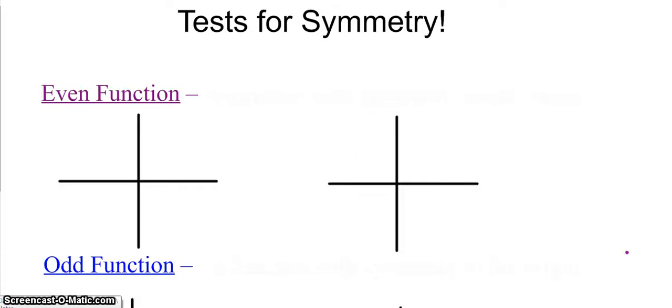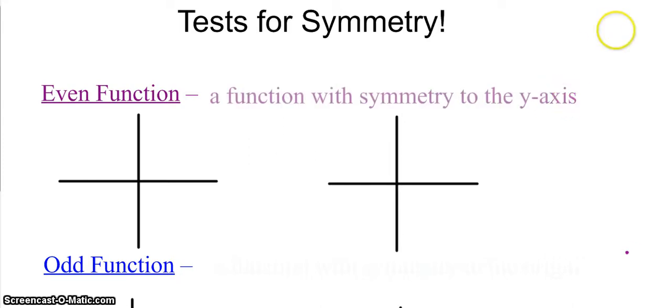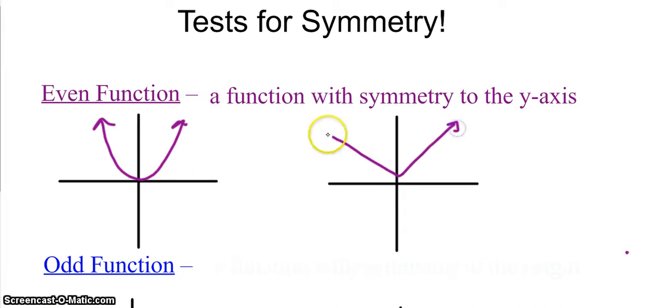Today we're going to be talking about two different types of symmetry. The first one deals with even functions. Even functions are going to be functions that have symmetry to the y-axis. So two functions that you've seen before that have symmetry to the y-axis: one of them would be a parabola. Another would be an absolute value.